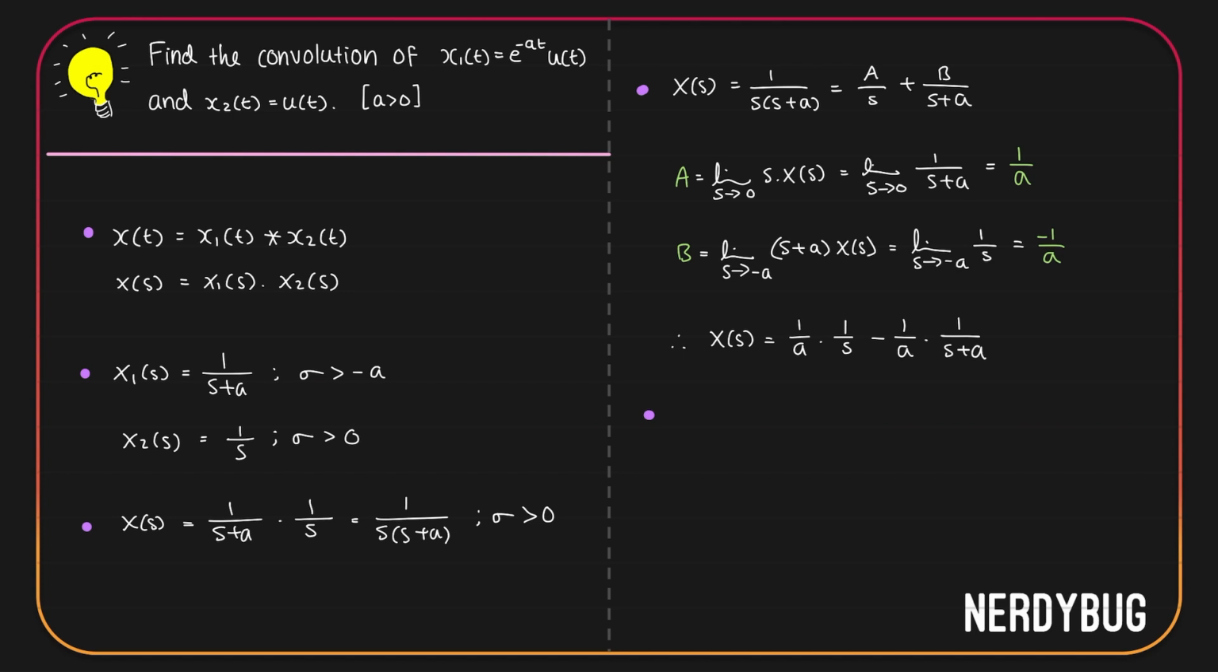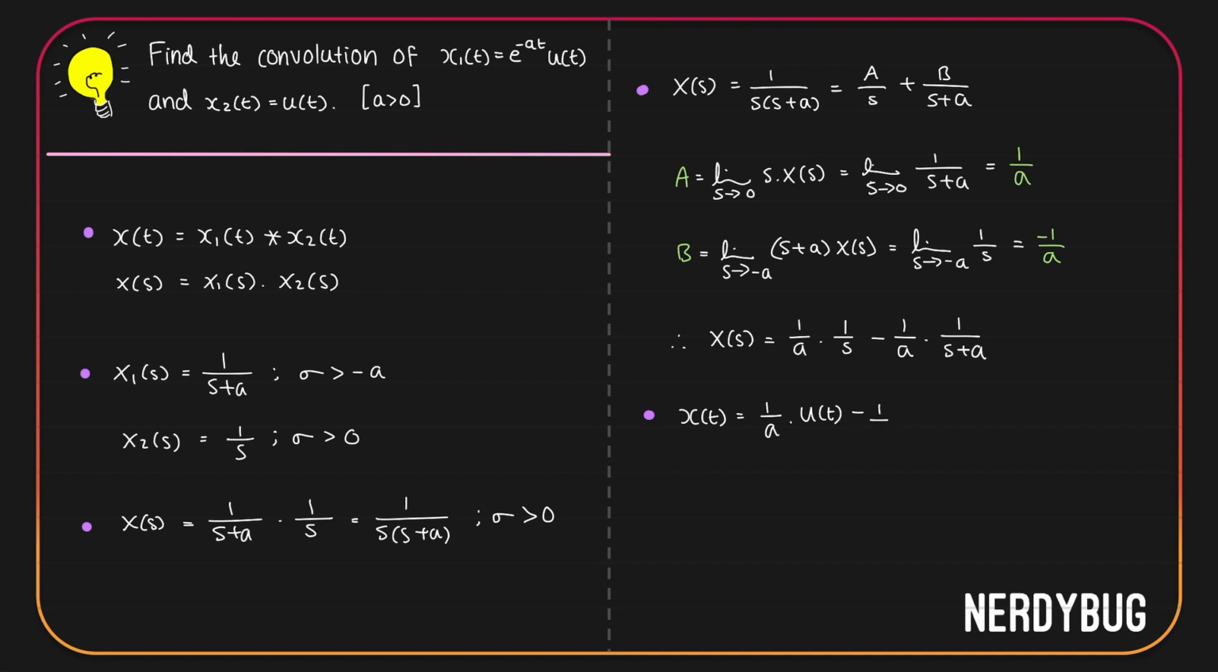X of s had two poles, one at s equal to 0 and one at s equal to minus 1. And ROC is sigma greater than 0, that is towards the right of the rightmost pole, which means x of t is right-sided. So we can write x of t like this. The first part is 1 by a multiplied by 1 by s. So 1 by a times inverse Laplace transform of 1 by s is u of t if it is right-sided. If it were left-sided, it would have been u of minus t.